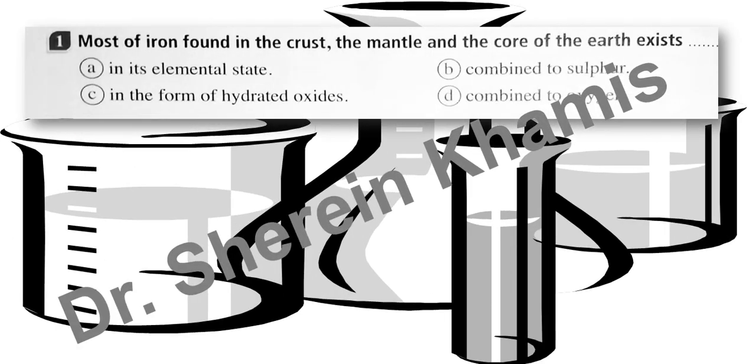Question number 1. It says most of the iron found in the crust, the mantle and the core of the earth exists. Okay, we have here four choices. In its elemental state, combined to sulfur, in the form of hydrated oxide, or combined to oxygen? It's an old piece of information about iron. We can say that it will be combined to oxygen.